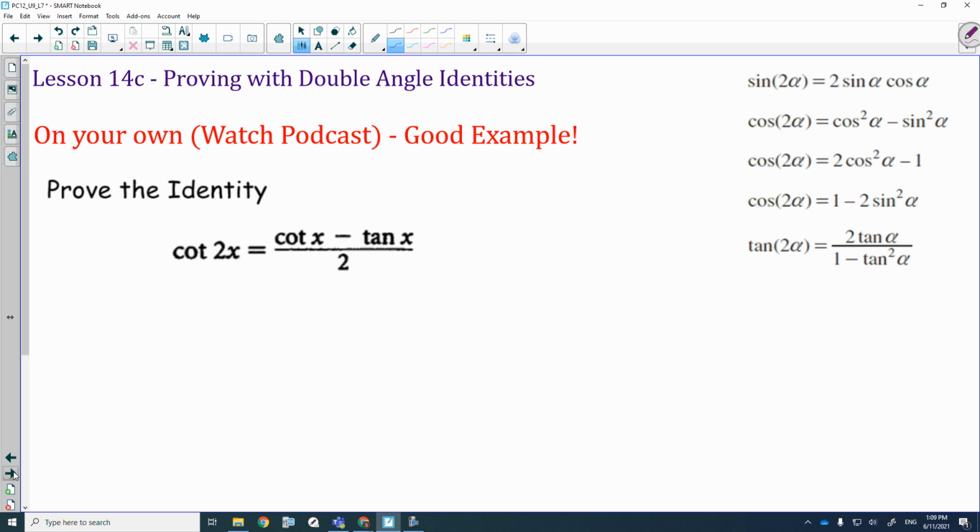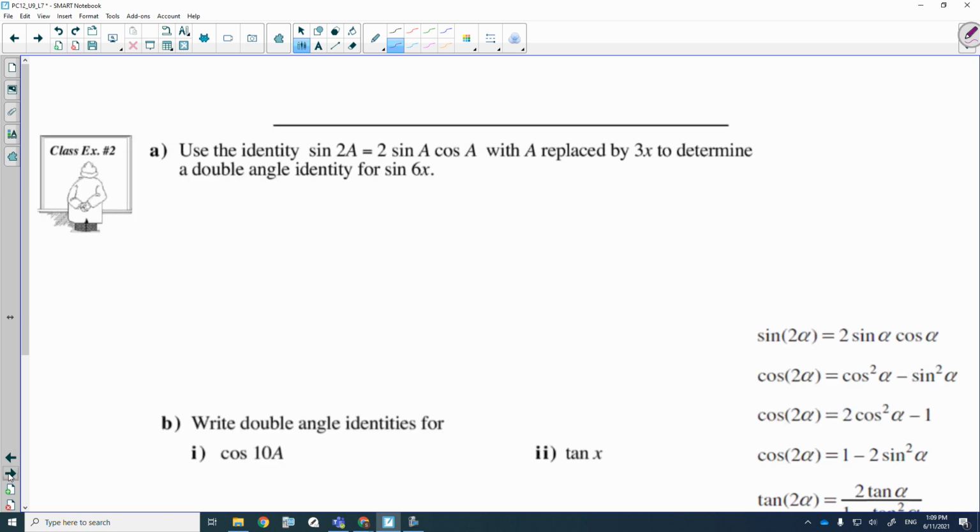Okay, I have one more proof here, and I'm actually not going to solve it for you, but the video for this being solved is podcast lesson 14C. This is a really good example, so you will want to be able to do this example. You want to be able to prove this. If you can't do it on your own, you could watch that podcast.